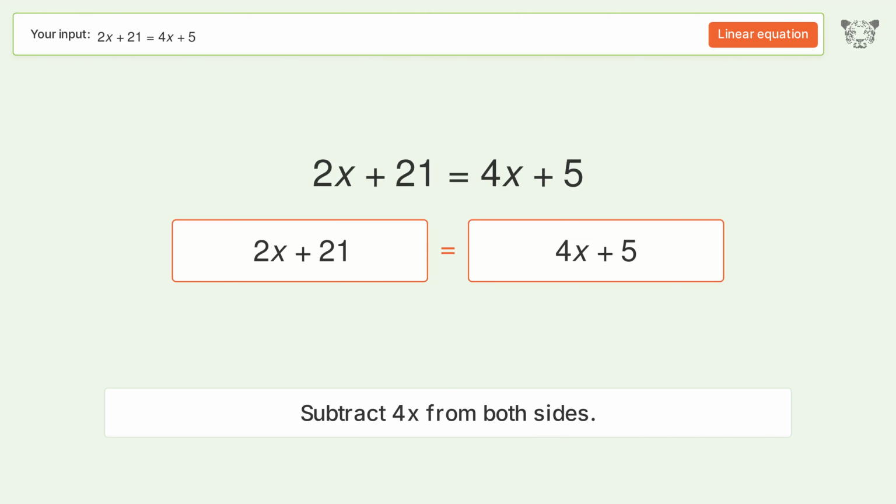The right side has 4 times x. To collect the x terms on one side, subtract 4 times x from both sides. That gives negative 2 times x plus 21 equals 5.